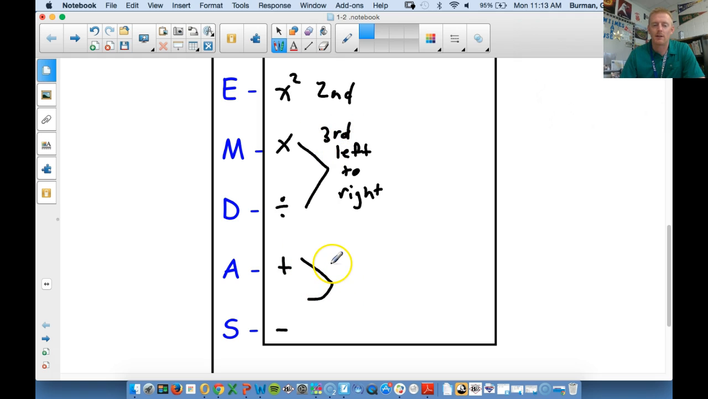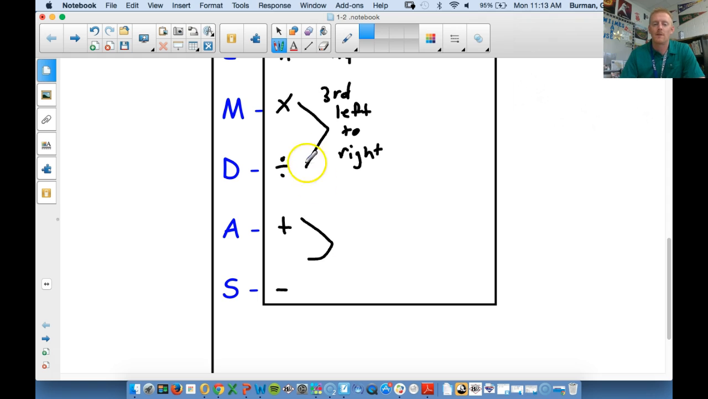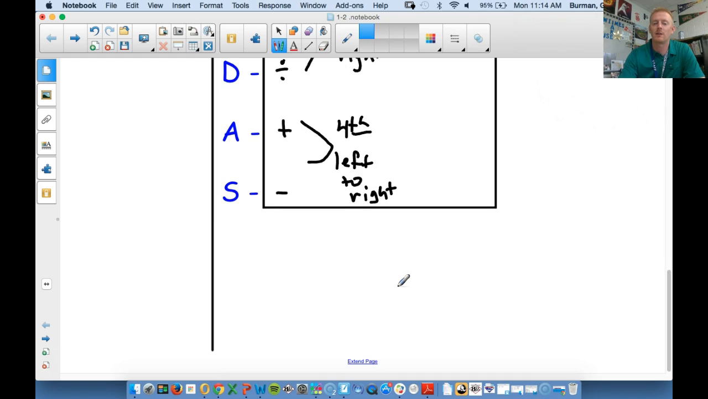And then the same thing down here with adding and subtracting. This is your last option, or the fourth thing that you look for. And they work from left to right as well. So you will see them in the problem left to right. You'll work with addition first or subtraction first, depending on whatever one comes furthest left.